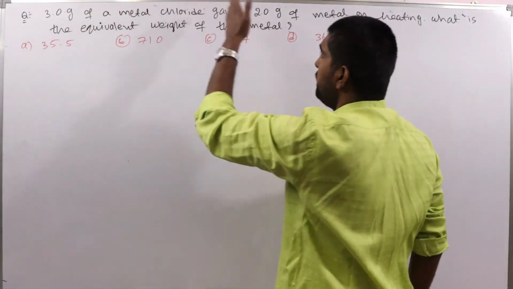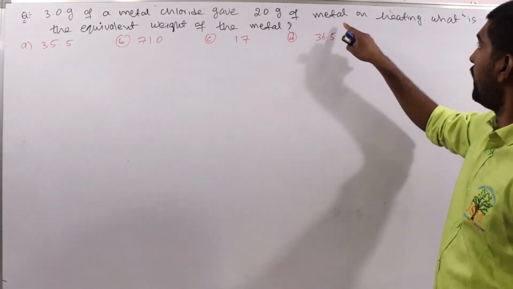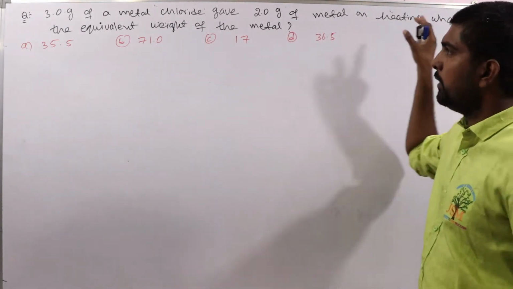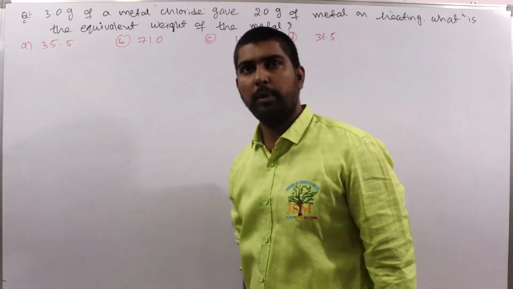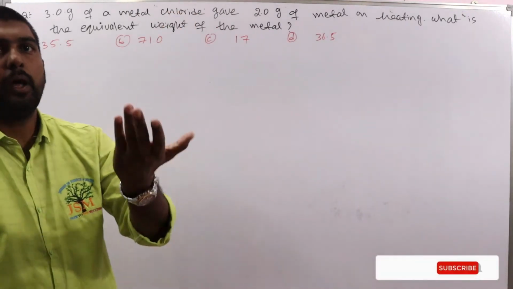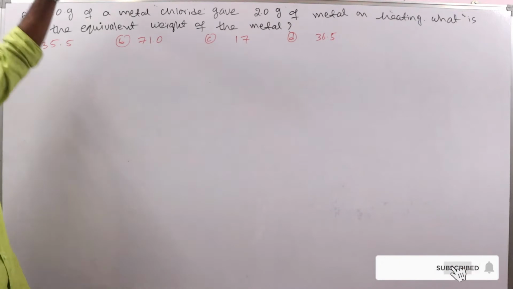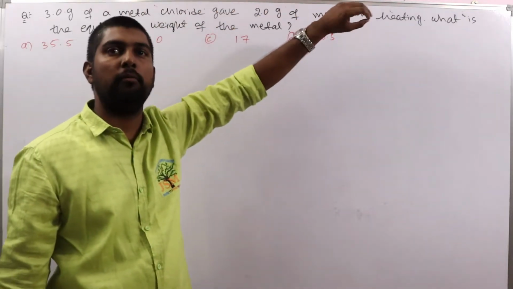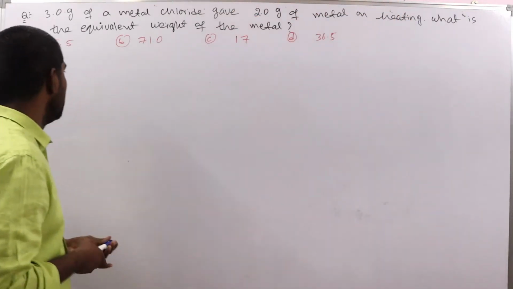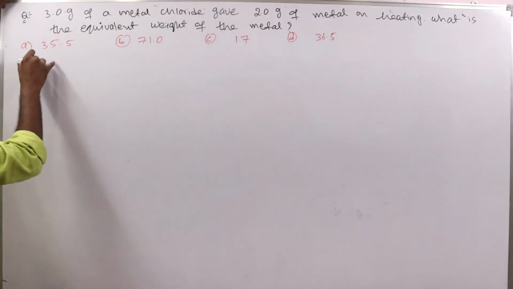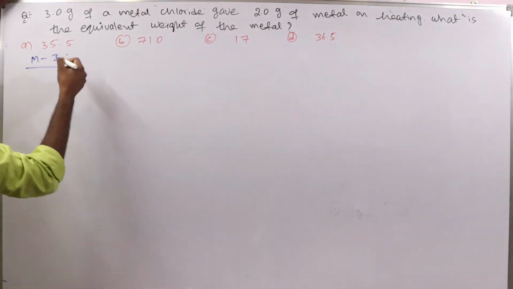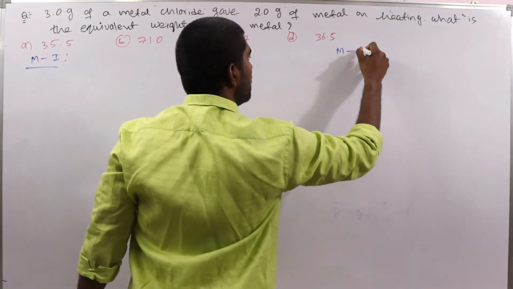3 gram of a metal chloride gave 2 gram of metal on heating. What is the equivalent weight of the metal? In the previous problem, metal oxide gave metal, and here metal chloride is giving metal. Very similar. Let us see that. Here also we have two methods, method 1 and method 2.